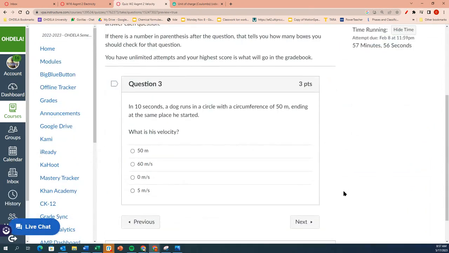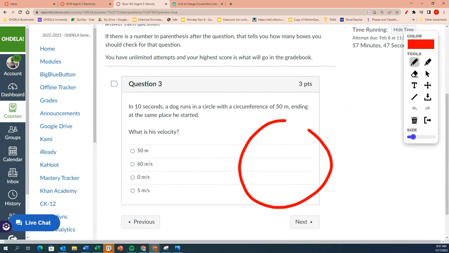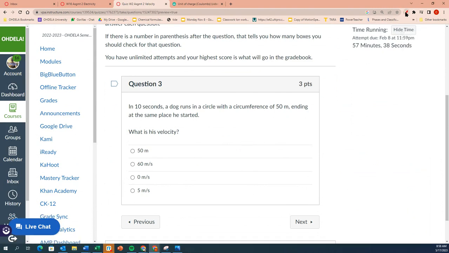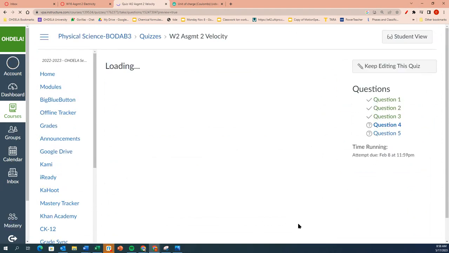Now the dog runs in a circle with a circumference of 50 meters, ending at the same spot. What's the velocity? Now, see, that's a different story, because the shortest distance between the start and the end is 0, because we start and end at the same spot. So we have 0 meters per second. That was a tricky question, because displacement has to do with where you started and where you ended. So if you end at the same spot, it's 0.